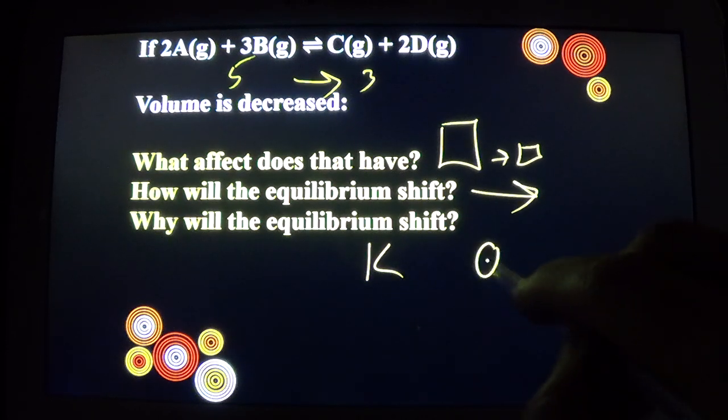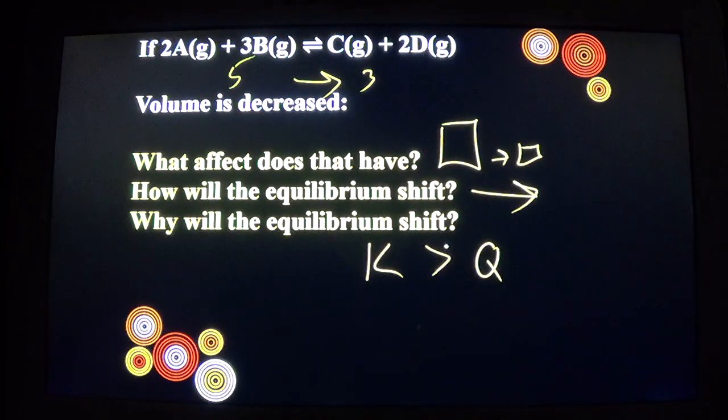Well, check out, there's K, there's Q. My sign goes that way. Oh, look, after shrinking the volume, Q became less than K. So it's going to shift to the right to make more products, but use up more reactants, to make Q equal K.